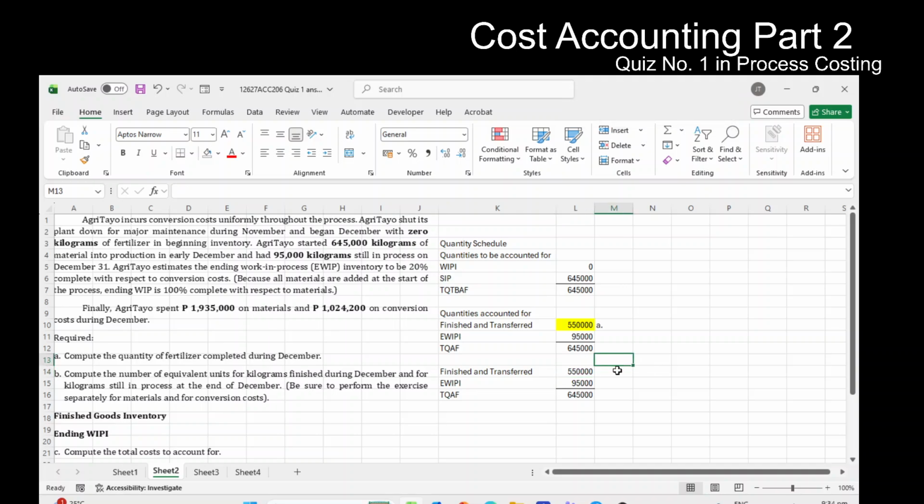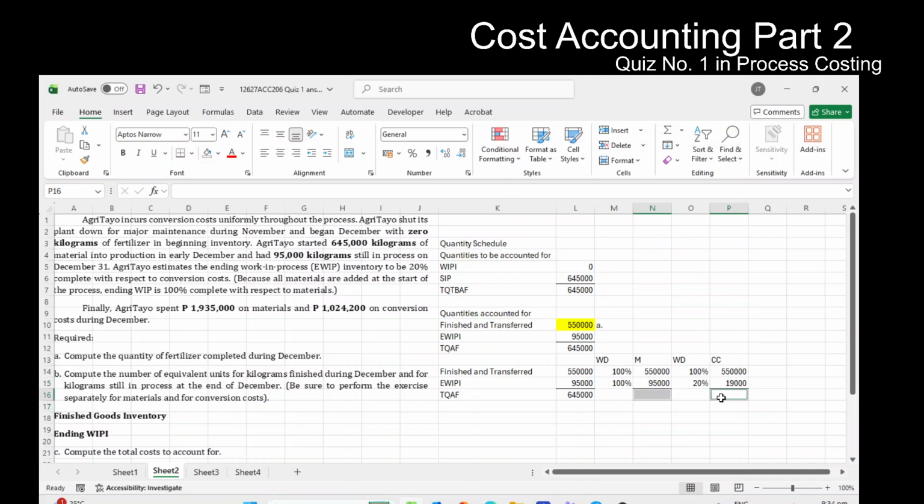Okay. And then we have work done for materials and work done for conversion costs. This one is automatically 100%. This is also 100%. This one is 100% as to materials and 20% as to conversion costs. All you need to do is multiply 550 times 100%. It's 550,000. This one is 95. This one is 550 times 100%, and 20% of that is 19.